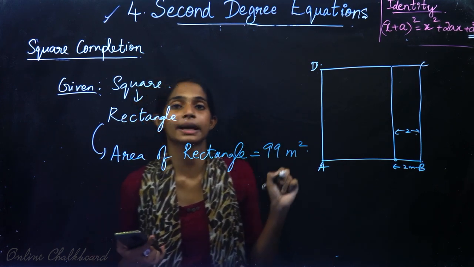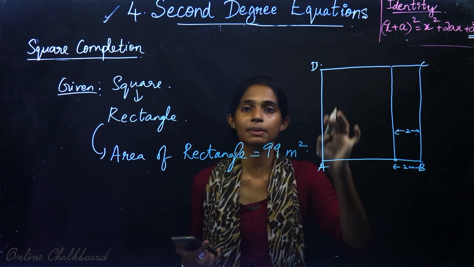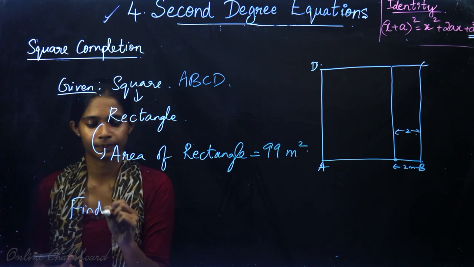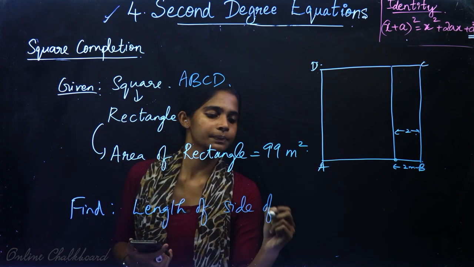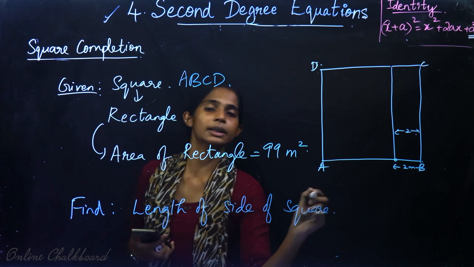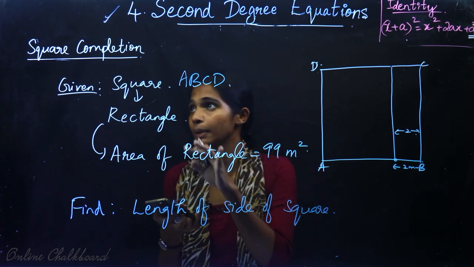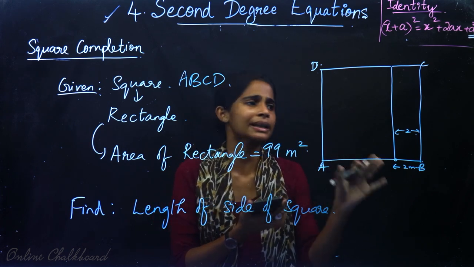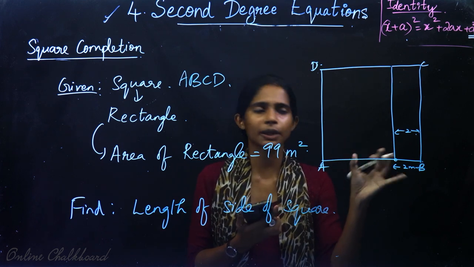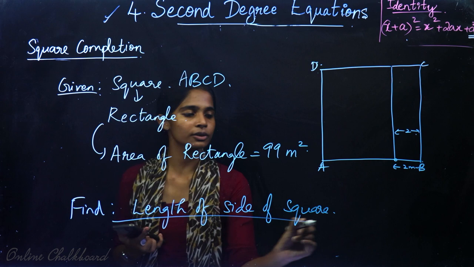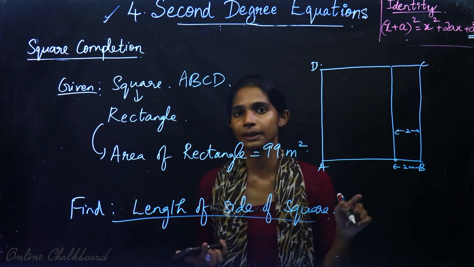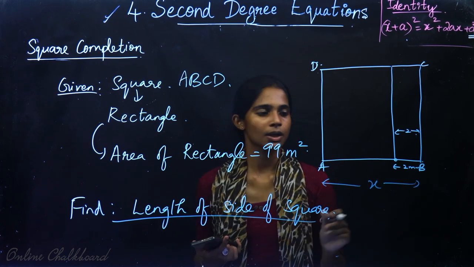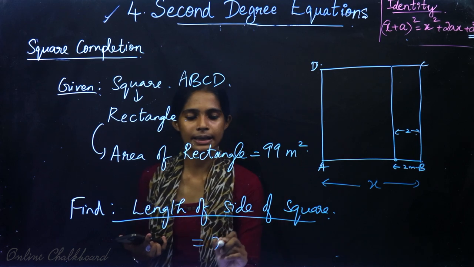What is the length of the side of the square? Now, we have A, B, C, D, a square, and we need its side length. The length of the side of the square is what we need to find, so we can give it a name. I will call it x. Okay, so let the side be x.